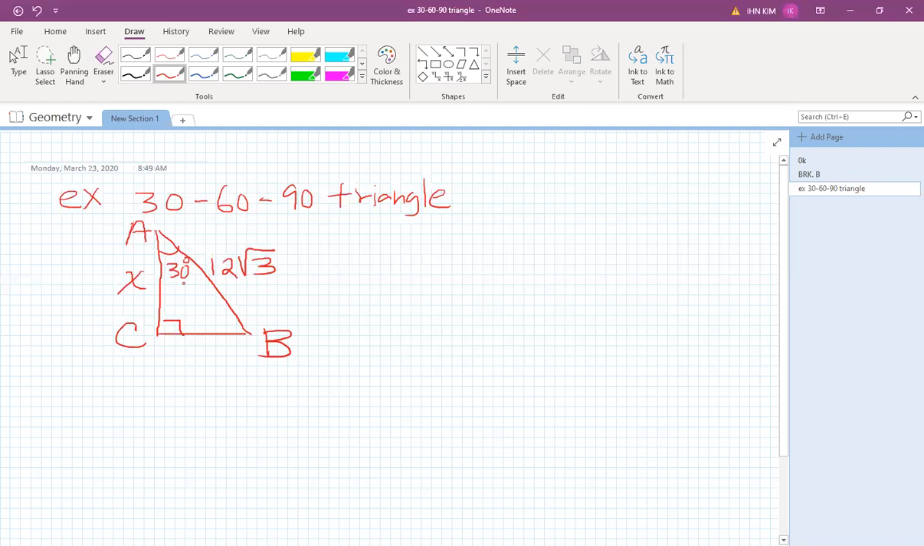So this is 60, this is 30, and this is 90. So this has to be what? Well, I'm going to change my color to blue now. Okay, so this has to be 60.